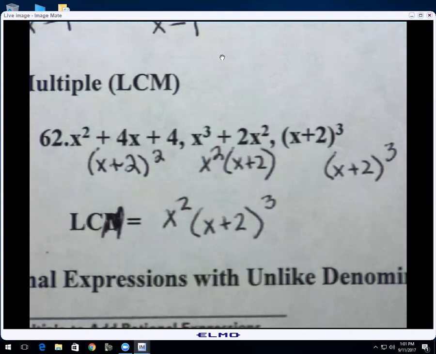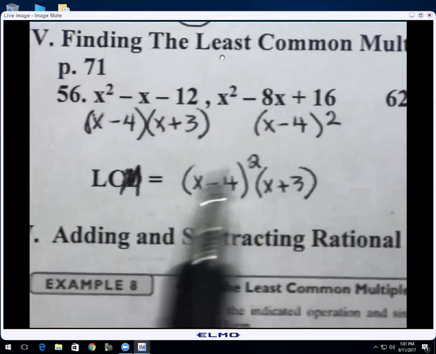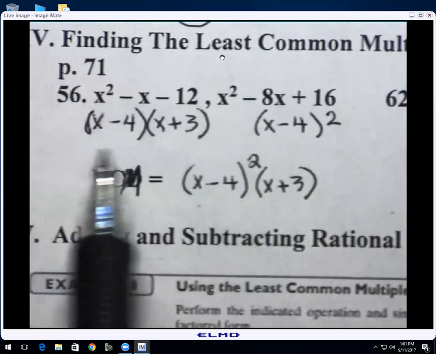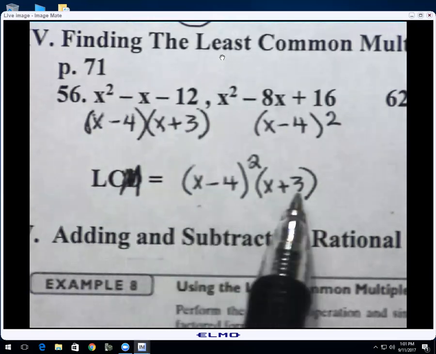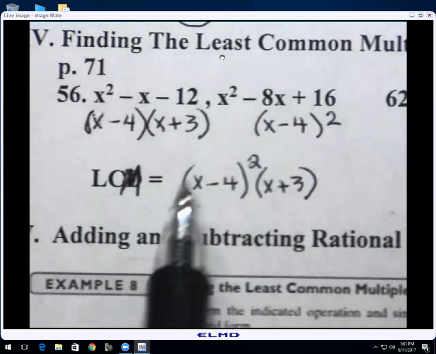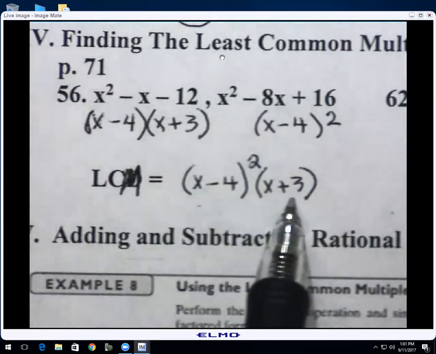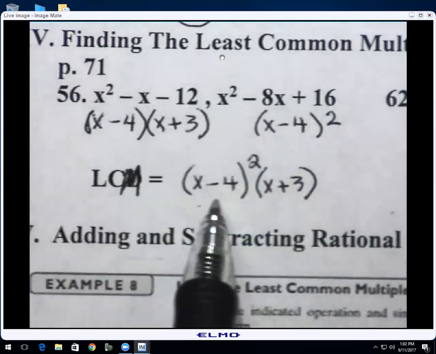There was actually something else I wanted to say about 56 and forgot. When I say that's my LCM, I'm saying there's something you can multiply times this first expression to make it become this, and there's something I can multiply times this to make it become this. If I was trying to make this be my common denominator, what would I have to multiply this by to make it become this?